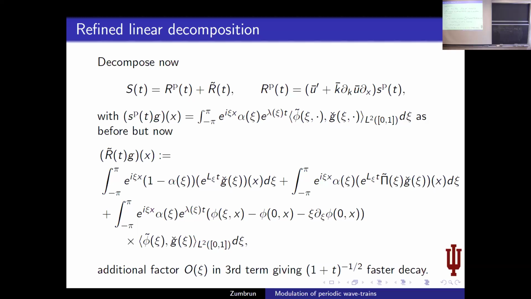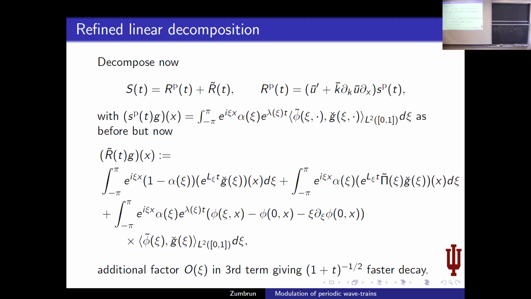Why? Remember that SP was this. It was the projection onto phi of C0, but then multiplied by U bar prime. And let's see. Yeah, okay, no, this is the important thing. Now, R tilde, okay, what's left, and R tilde will be the 1 minus alpha part, the pi tilde part, the complementary projectors, and then this part.